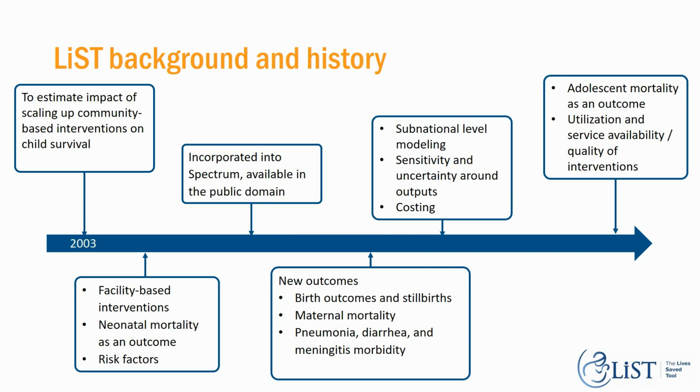Finally, this last part is forward thinking. So these are the things that the team is working on now at the end of 2018. We're aiming to get adolescent mortality as an outcome, as well as to include utilization and service availability and or quality of interventions to improve the estimates that we can get inside of LiST.